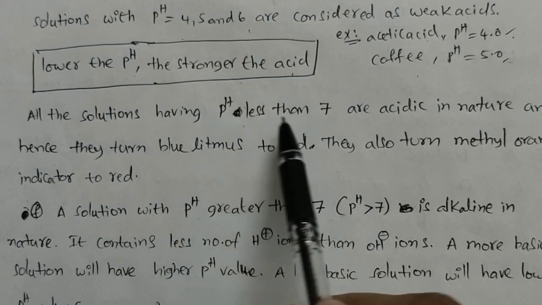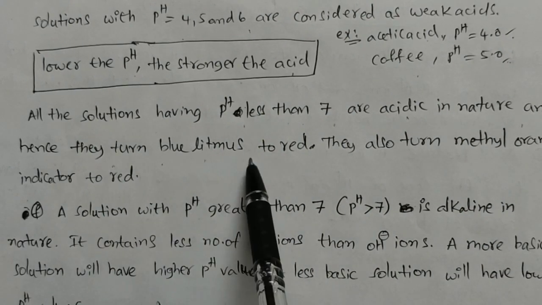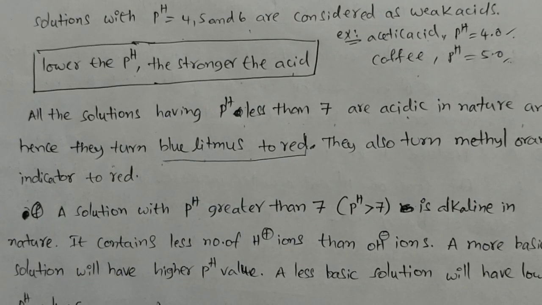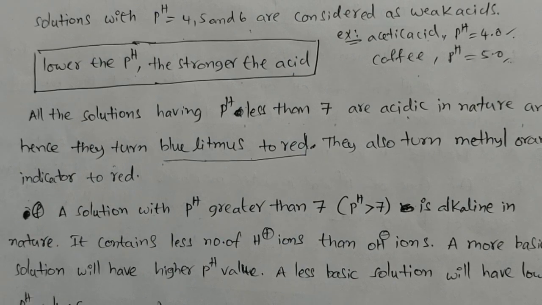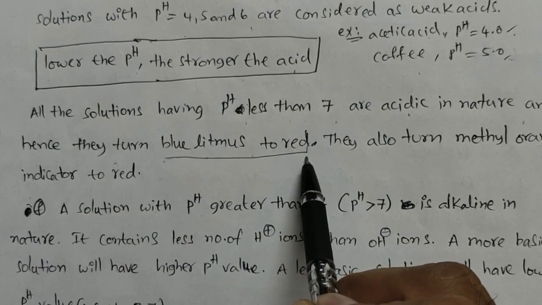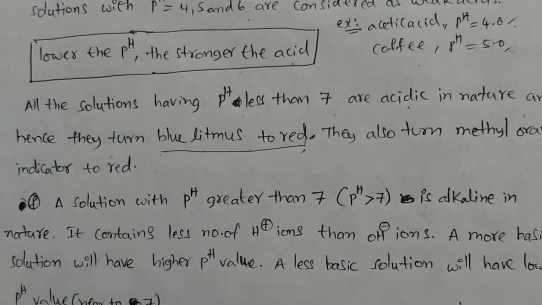So all solutions having pH less than 7 are acidic in nature, and hence they turn blue litmus into red. Which of the following solutions turns blue litmus into red? Option A, pH equal to 0. Option B, pH equal to 7. Option C, pH equal to 9. Option D, pH equal to 14, right? Only acidic solutions turn blue litmus to red. Acidic solutions have pH less than 7. So the answer is option A, pH 0.